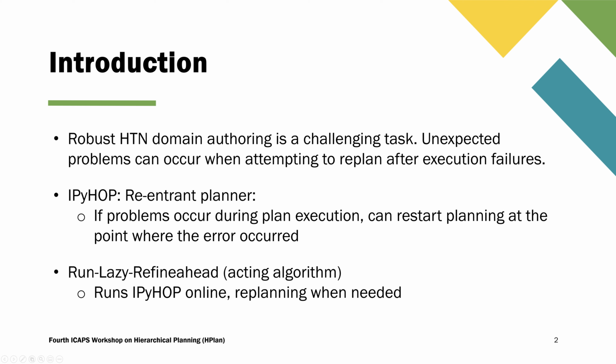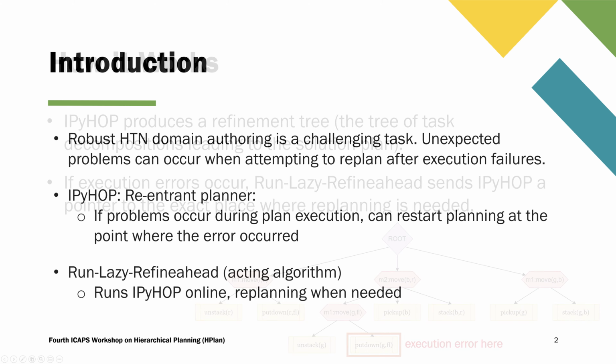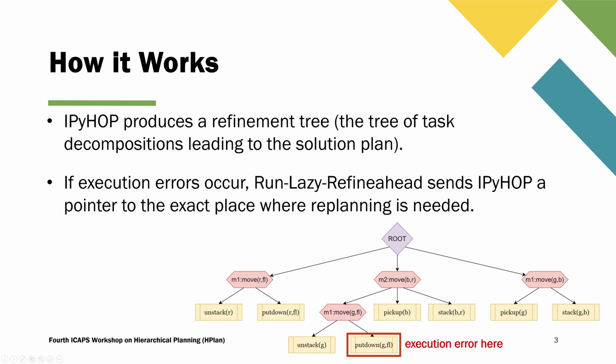and an HTN acting algorithm run lazy refine ahead that can restart the HTN planner at the point of execution failure. We show through experiments that our algorithm is an improvement over a widely used approach to planning and control. So, how does it work?